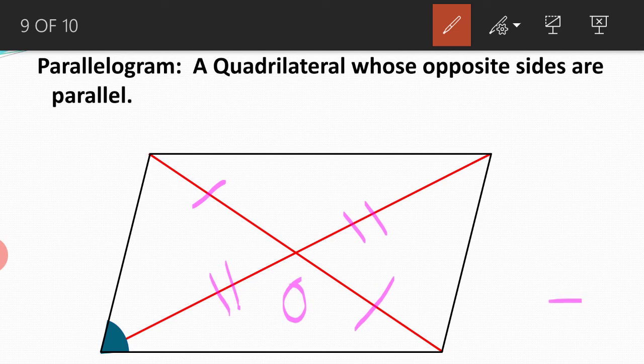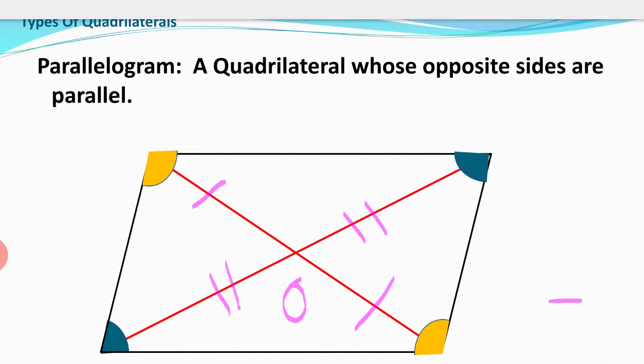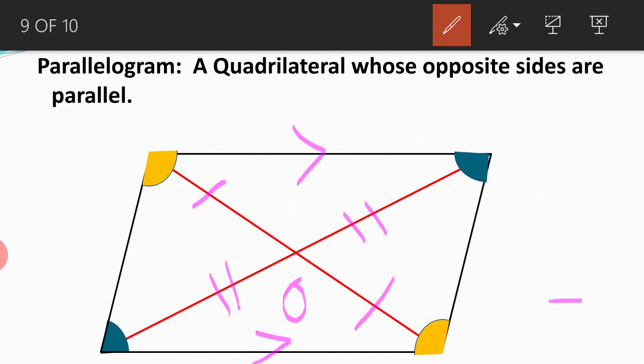Now, when we talk about the angles, opposite angles are equal. Similarly, there is another pair of opposite angles. So in a parallelogram, opposite sides are parallel and they are equal. How many? Two pairs. Then opposite angles are equal. How many pairs? Two pairs. Then diagonals are bisecting each other. Third property. Then what are the other properties?